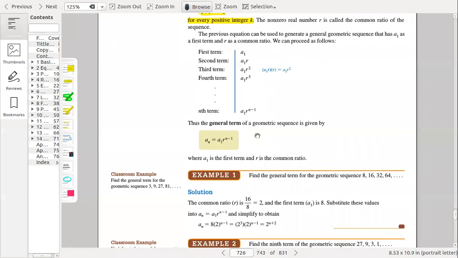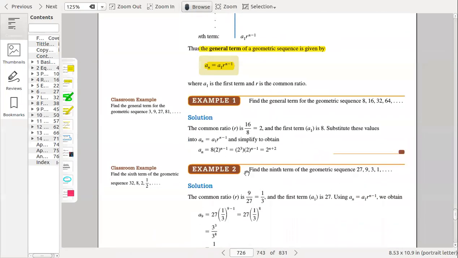Thus the general term of a geometric sequence is given by the formula an is equal to a1 r to the power n minus 1, where a1 is the first term and r is the common ratio. Now observe this example: find the general term of the geometric sequence 8, 16, 32, 64, and so on.